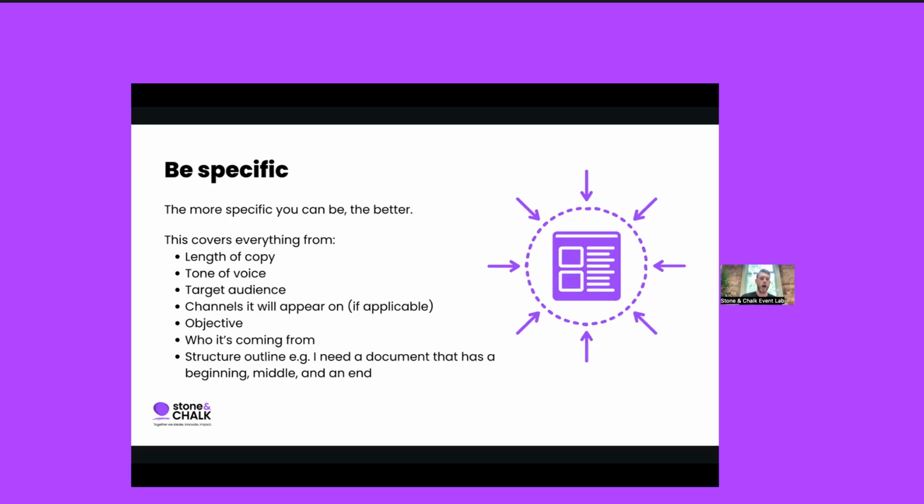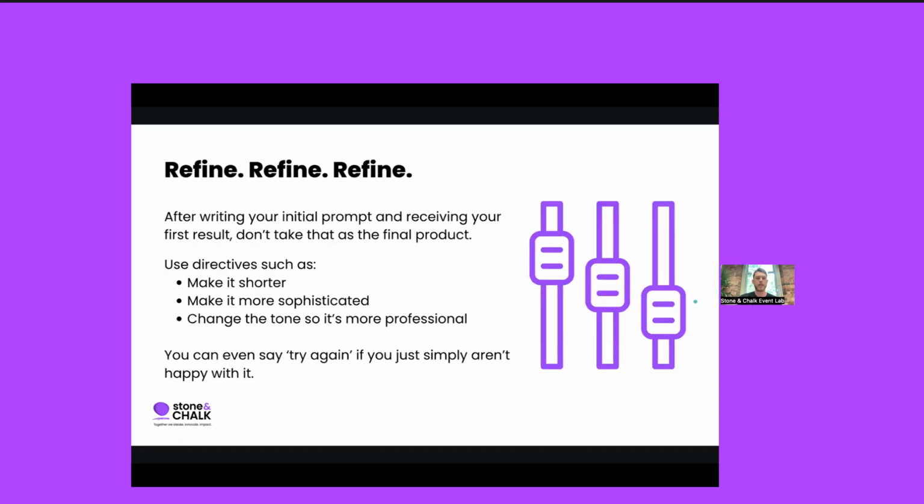Something else is refine always. After writing your initial prompt and receiving your first result, don't take that as the final product. ChatGPT will remember everything you're asking it to do, and you should start to improve the more you get it to rewrite things and tweak them. It will learn and get better as you go.